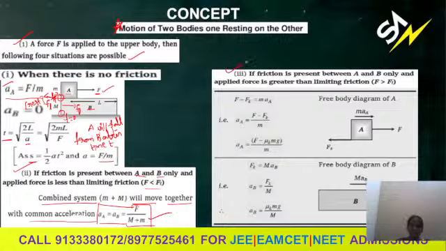And the third situation: friction is present between A and B only and the applied force is greater than the limiting friction. We know that when applied force is greater than limiting friction, the body starts accelerating. But here the two blocks are one over the other, and the applied force is only on one object. So we can see the individual accelerations because F is greater than the limiting friction.